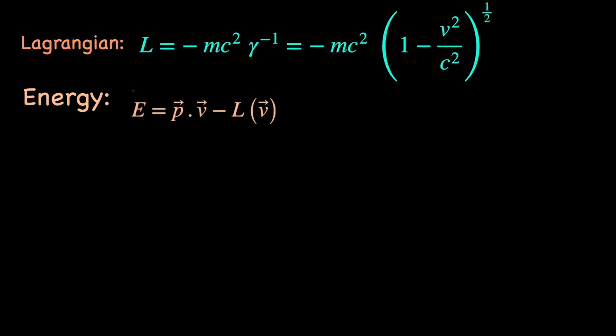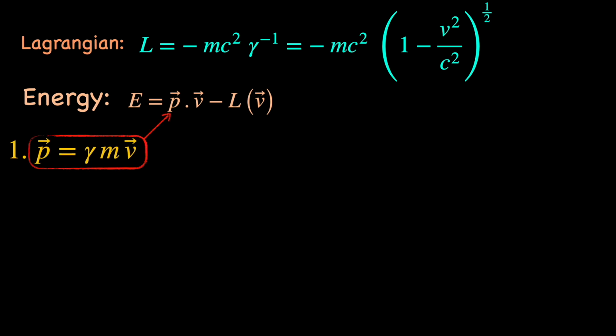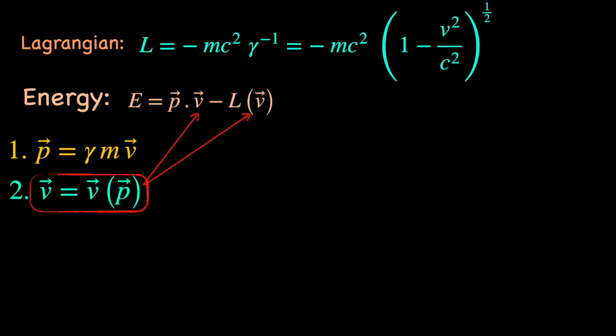Now, to actually compute this for the relativistic free particle, we can either use the expression of relativistic momentum P to get energy as a function of the velocity, or we can try to invert the momentum-velocity relation to write velocity as a function of momentum to arrive at the relativistic energy-momentum relation directly.